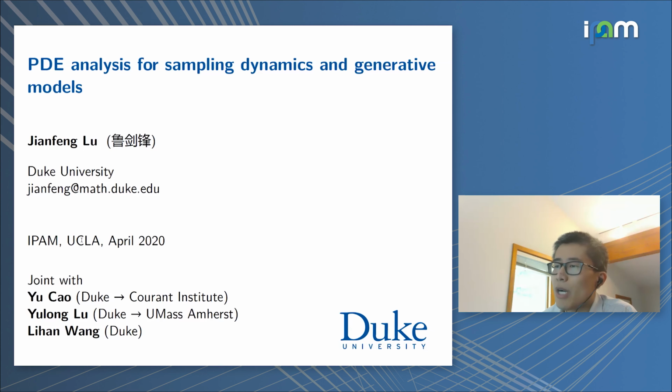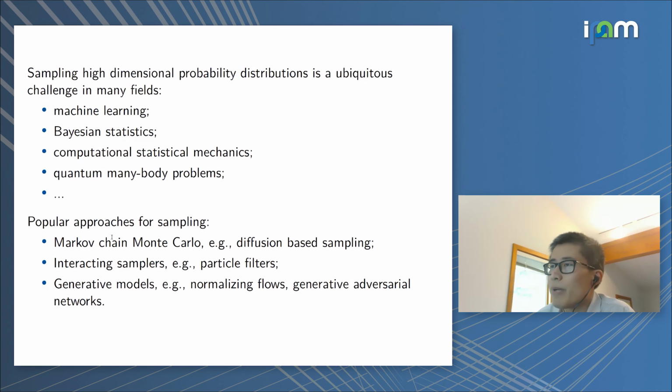The topic of my talk is sampling. I guess I don't need to say that sampling is a very important problem arising from many different applications. In particular for this conference, perhaps people are more interested in machine learning and Bayesian statistics, but I'm coming more from a computational physics background, so it also arises in many applications in physics, including statistical mechanics and many-body quantum problems.